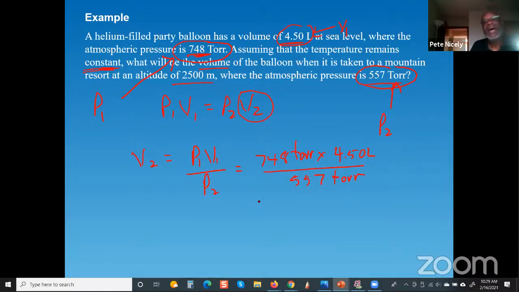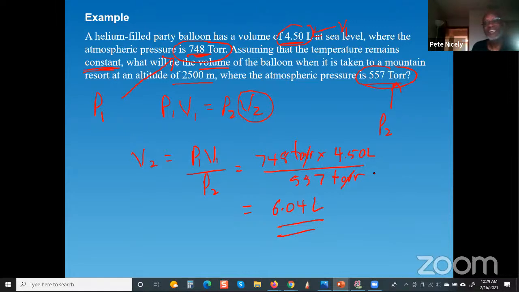All right, and then you do your number crunching. This will cancel out with that. So let me do this on my calculator. 748 times 450, I'm sorry, 4.50 divided by 557. And according to my calculations, this works out to be equal to 6.04 liters, all right? So that's basically how you'd solve this problem, okay?